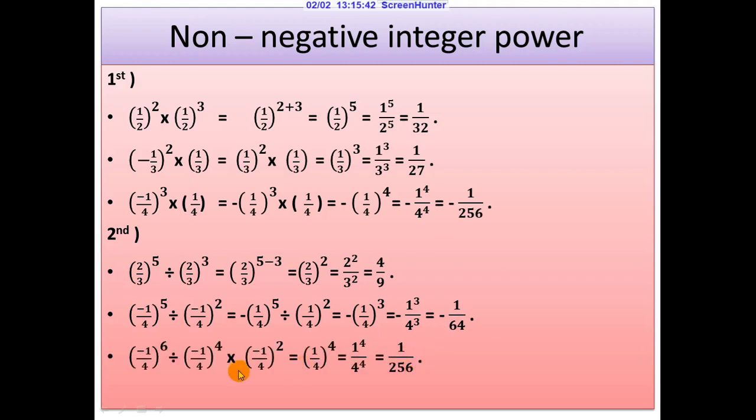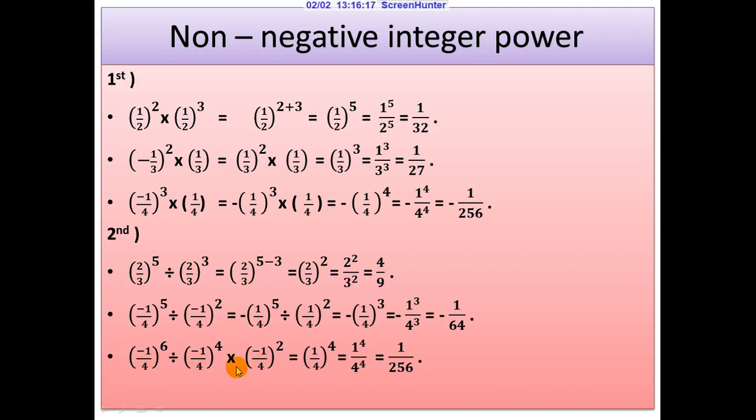Let's see the last one here. Here we have two operations. We divide and multiply in the same exercise. How to do that? First, we must decide if we can cancel this negative or keep it. The first one, negative quarter raised to power 6, and 6 is an even number, so we can cancel this negative. The second one is also an even number, we can cancel it. And the last one is also an even number, we can cancel it.